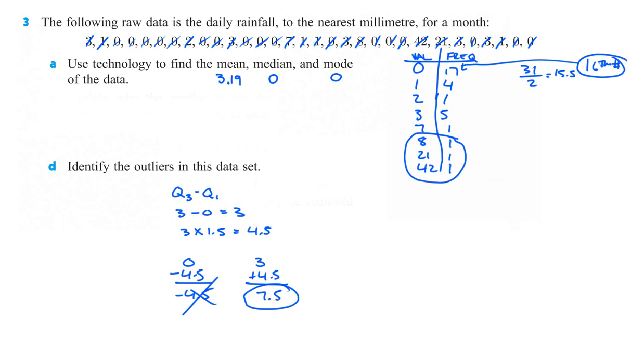Now 8 is pretty close because it's just above our outlier boundary. The back of the book does not have 8, it only has 21 and 42. It doesn't list 8, but I would argue that 8 should also be included in that. Okay.